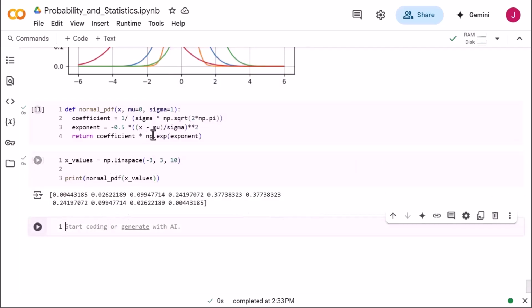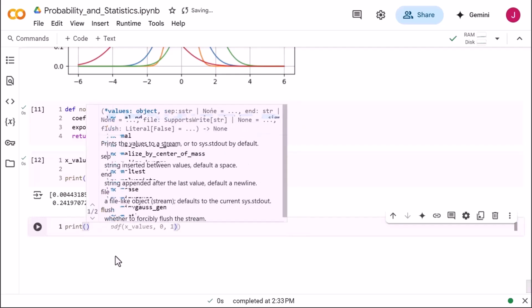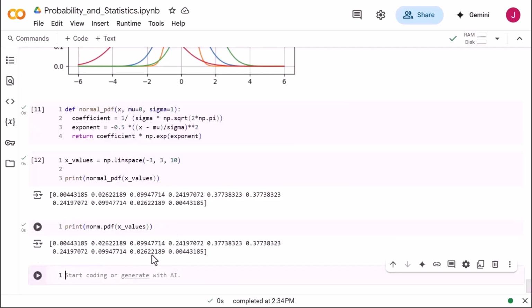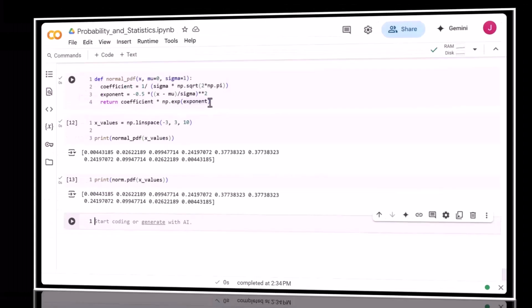If we want to compare whether this function is okay or not, we can compare using the SciPy function, right? So print, this time we go for norm.pdf of the x values. So you can see they are almost the same, right? It means this function is correct.